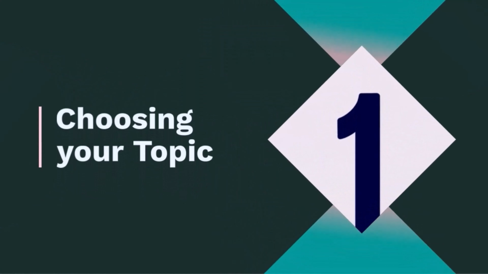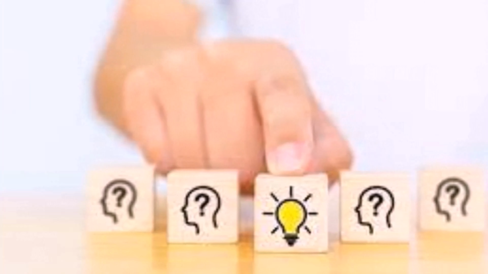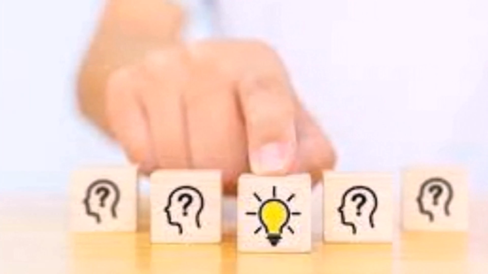The first step is choosing your topic. The first step you take to start the research process is to select an interesting and manageable topic, considering your limitations. If the topic you choose is too broad, then narrow it down.